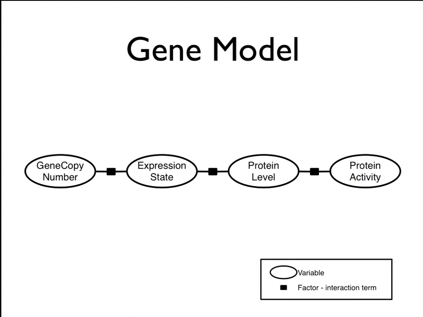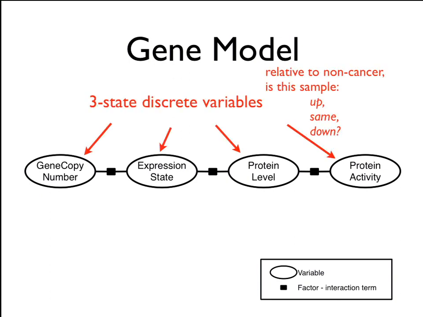We've got a genome that leads to a messenger RNA, which leads to a protein, and then some sort of biological function that results from that. And what I'm showing here is a factor graph, which is a sort of general graphical model. It's a lot like a Bayesian network. So each variable here is a circle, and we're using three-state discrete variables here. So relative to some normal tissue, each state describes whether in the cancer sample it's up, down, or the same.